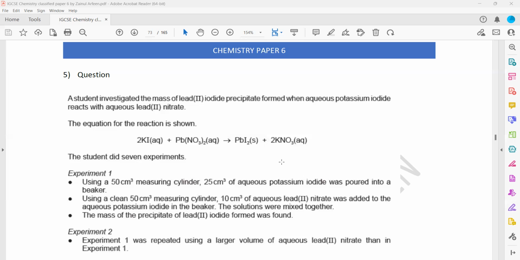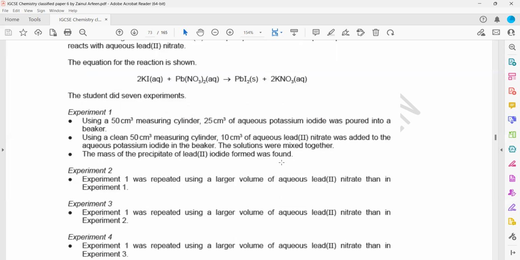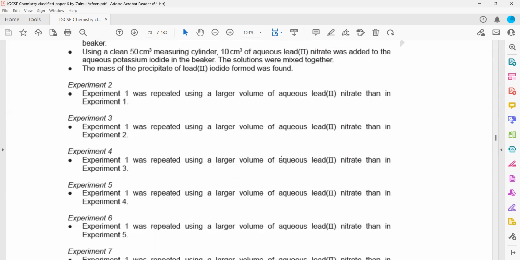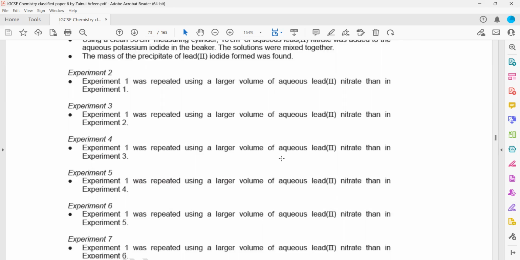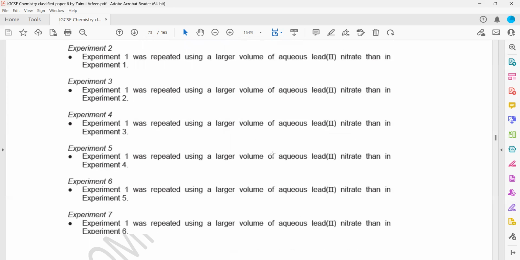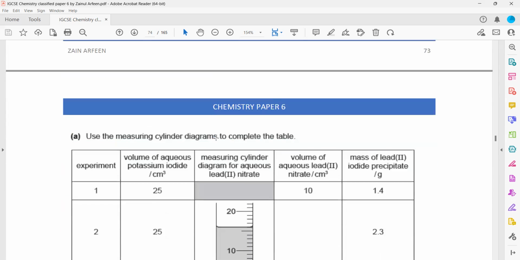A student did 7 experiments. He used a 50 cm³ measuring cylinder, and 25 cm³ of potassium iodide was poured into a beaker. The maximum capacity of this measuring cylinder is 50 cm³, but he only poured 25 cm³ using that. Then, using a clean 50 cm³ measuring cylinder, 10 cm³ of lead(II) nitrate was added, and the solutions were mixed together, and the mass of the precipitate which formed was found. The experiment was repeated using a larger volume of lead(II) nitrate than in experiment 1, and so on, till 7 experiments were done.